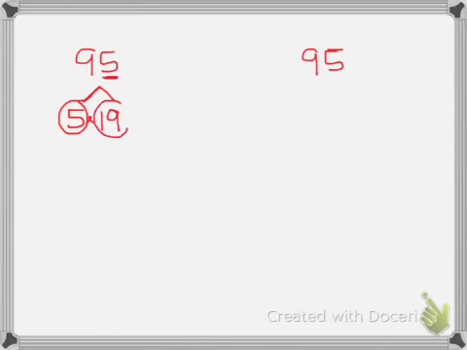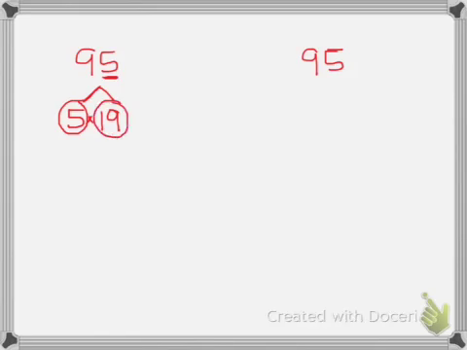So number 12, we have 95. Okay, so I'm going to write 95 here, and I'm going to do it both ways. You only have to pick one way for your homework. Now if you remember when we talked about divisibility, I know that this number is divisible by 5 because it ends in 5. So I know that I can multiply 5 times 19, and I get 95. Actually this ends up being short as well because 5 is prime and 19 is prime.